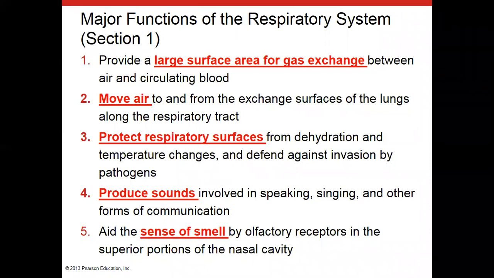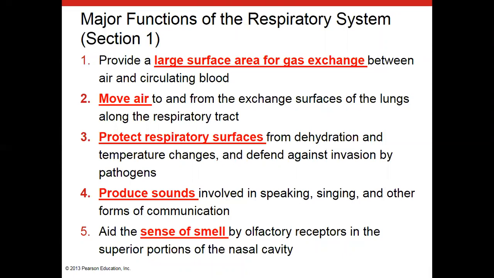There are several epithelial linings and some structures that are there to protect surfaces from dehydration, from temperature changes, but also to defend against pathogens. So think temperature changes, like if you go outside and go for a run and it's cold outside, you get a cough afterwards. There are some epithelial tissues that line the surfaces of the respiratory tract that protect from cold air damage, cold and dry air damage.